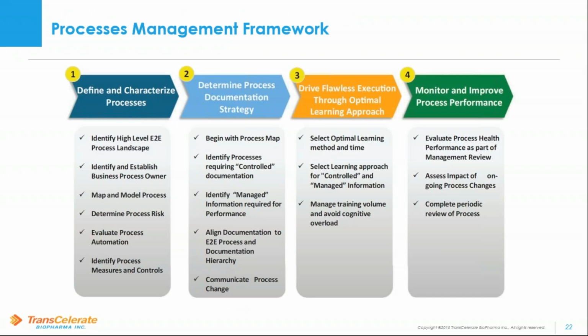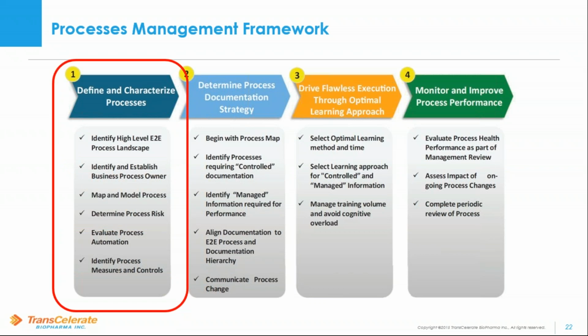So this is the process management framework, we're calling it. It is the foundation for the process management manuscript and the tools that we'll be covering today. We have four pillars, as we call them. I'll be covering the first one here as we speak. It's define and characterize processes. By that, we mean a couple of things: identifying the high-level end-to-end process landscape, identifying and establishing an owner, mapping and modeling a process, determining process risk, evaluating potential for process automation, and identifying process measures and controls.